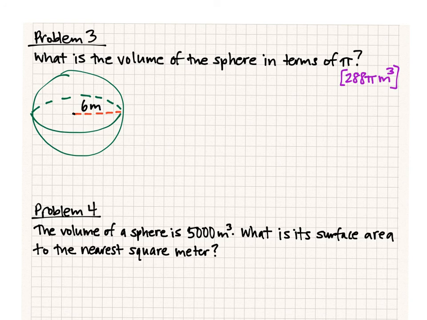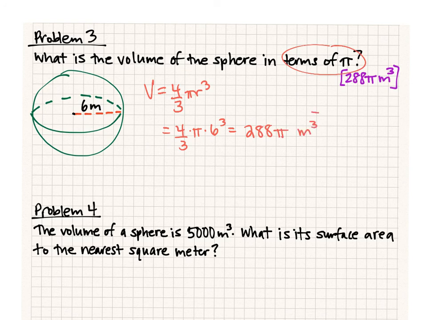Problem 3. What is the volume of the sphere in terms of pi? So we're going to use our volume of a sphere, which is 4/3 pi r cubed. In this case, they gave us the radius is 6, so we just plug that on in. 4/3 times pi times 6 cubed. They want it in terms of pi, so 6 cubed is 216 times 4 is 864, divided by 3 is 288 pi, and this is meters and it's volume, so it's cubed. And that matches the answer I already gave you. It's just plugging right in.